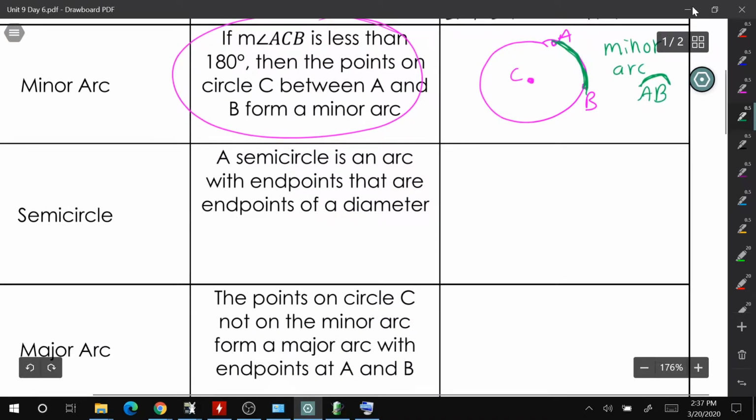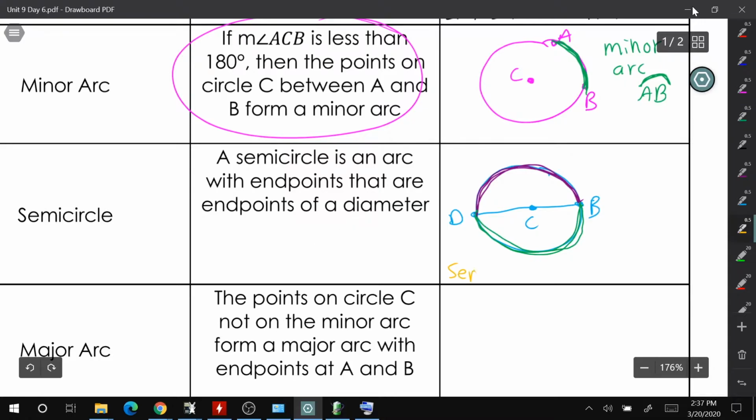Now a semicircle, most of you probably know what a semicircle is. It's a half circle, and it can go either this way or this way. So we would say semicircle DB, and the arc symbol over top of that.